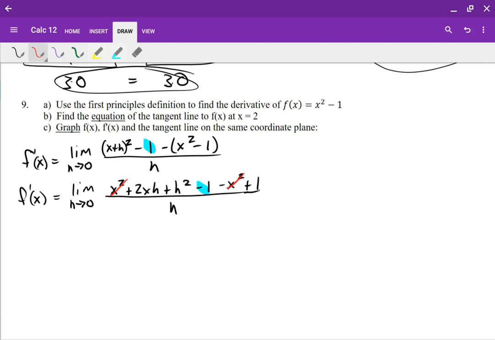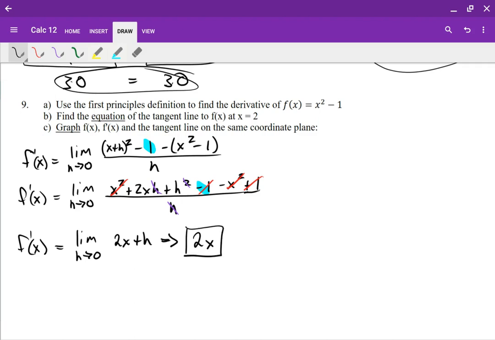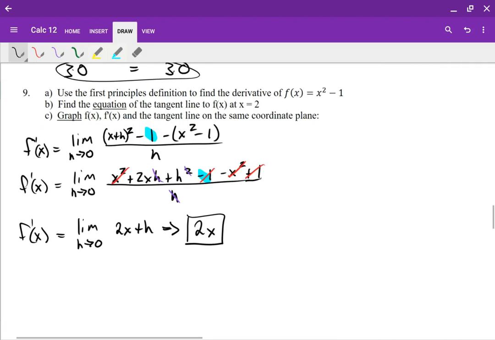See, it's easy to actually fix any mistakes that you have because you're expecting something to happen, right? So I was expecting that plus 1 and that minus 1 to cancel. And I said, oh, where's that minus 1? You can go back and you can check it. This h cancels with those pair of h's up there. And you end up with 2x plus h. So the limit as h approaches 0 of 2x plus h is simply 2x. And there's our derivative. Okay, that's A.